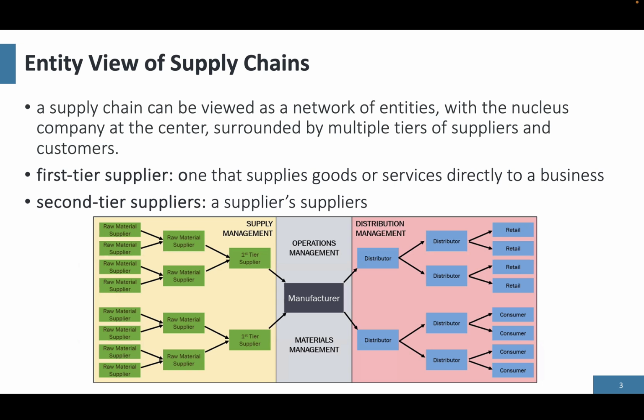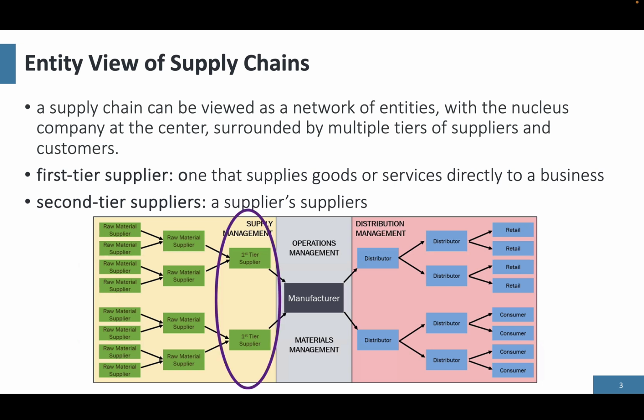In other words, a supply chain can be viewed as a network of entities with the nucleus company at the center or the middle, and it's surrounded by multiple tiers of suppliers and customers. Suppliers are on the left or upstream, and customers are on the right or downstream. So if we use Kellogg's as our example, they make cereal and they are at the center as the manufacturer. And then their supply chain could include several tiers of suppliers on the left, labeled as supply management.